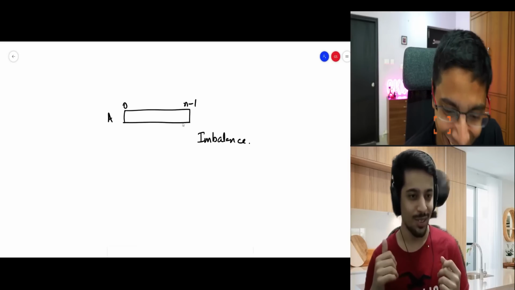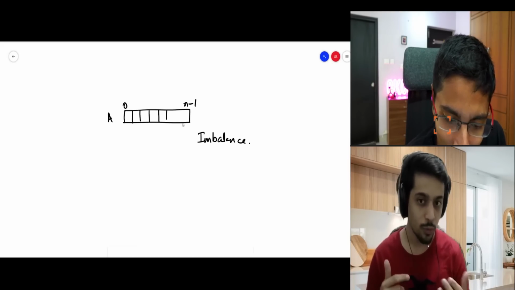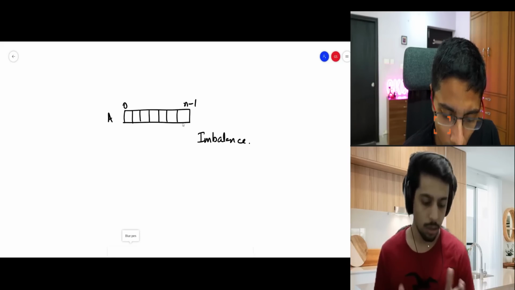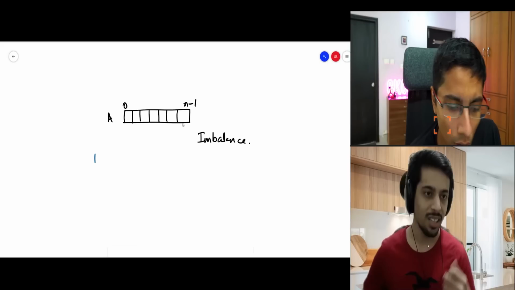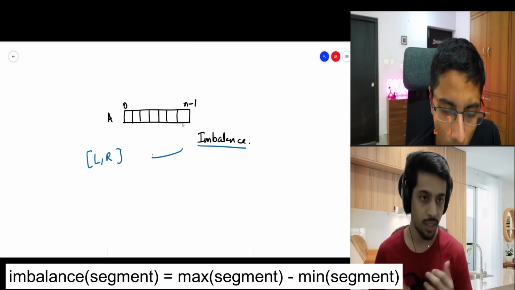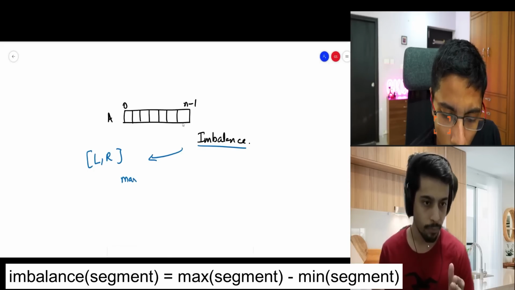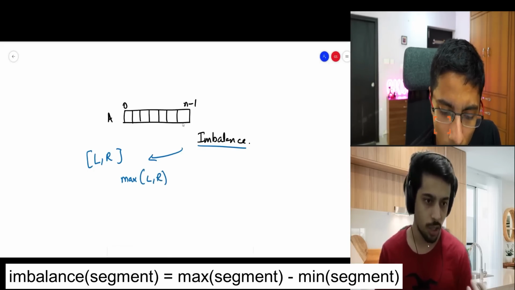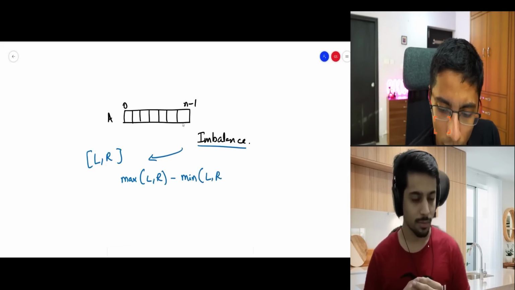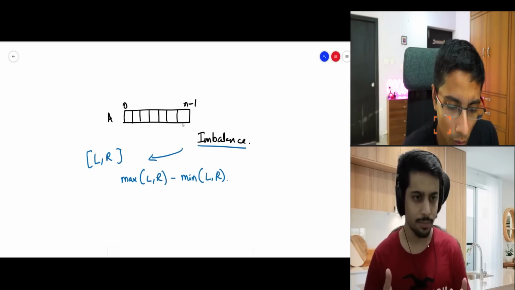So the imbalance of a segment, let's say imbalance of L comma R, where L comma R is a segment of the array, is defined as the max element of L comma R, whatever is the largest element in this range, minus whatever is the smallest element in this range, min of L comma R. Makes sense? Okay.